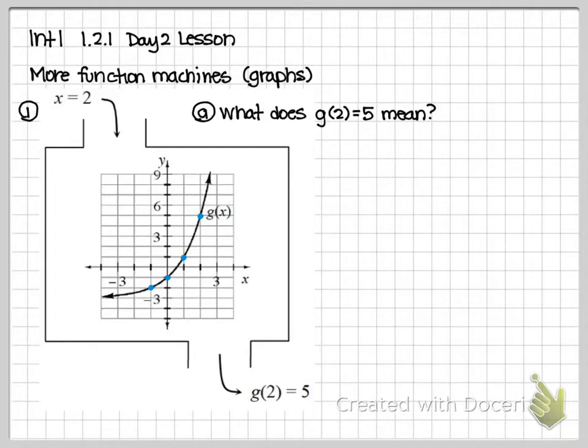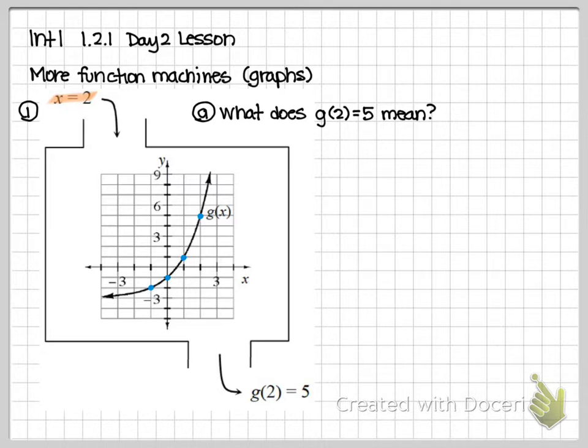All right, so here we've got our 1.2.1 day 2 lesson. So it's the second half of what we started yesterday. And we have more function machines, but we're really going to focus on graphs today. So if you take a look at this function machine, I still have my input up at the top. So it looks like I'm dumping in x equals 2 into the machine itself, but the machine this time is that graph. And we called it g of x.